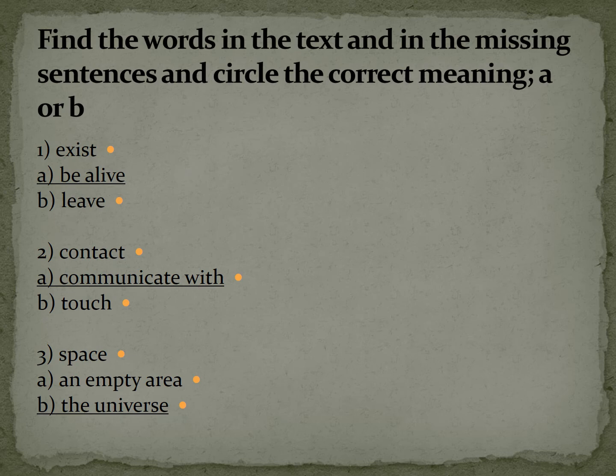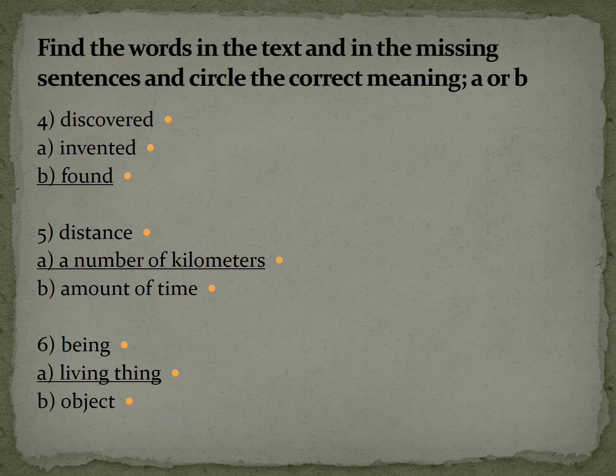Now, find the words in the text and in the missing sentences and circle the correct meaning, A or B. 1. Exist. It means to be alive. 2. Contact, we just said it. It means to communicate with. 3. Space means the universe. Excellent. 4. Discovered means found. 5. Distance means a number of kilometers. Great. And 6. Being means a living thing. Good job.